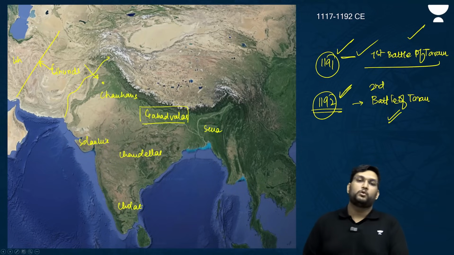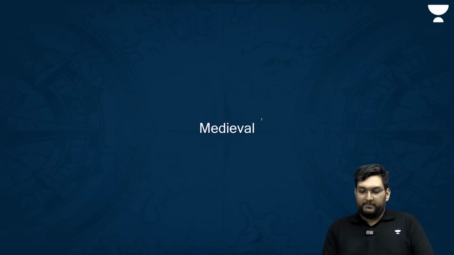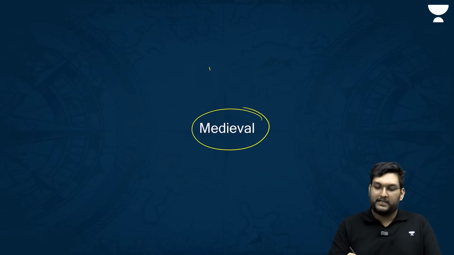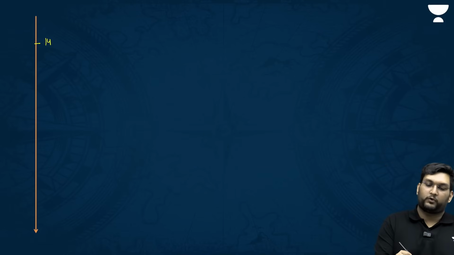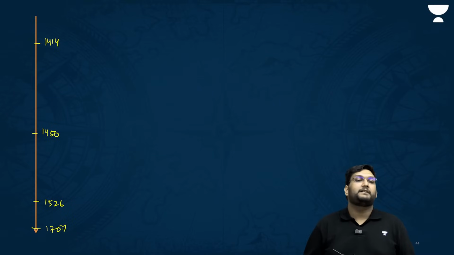This in turn will lead to us transitioning from early medieval into medieval. Medieval is with the second battle of Terrain and the establishment of Turkish rule in India, which is 1206, which is Delhi Sultanate. Here the timeline is very easy. You have 1206, 1336, 1347, then you can go to 1414, 1450, 1526, and thereafter 1707. This is the last discussion we now have.